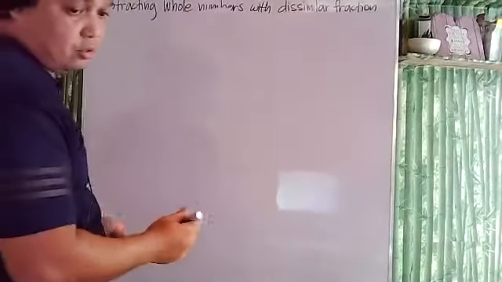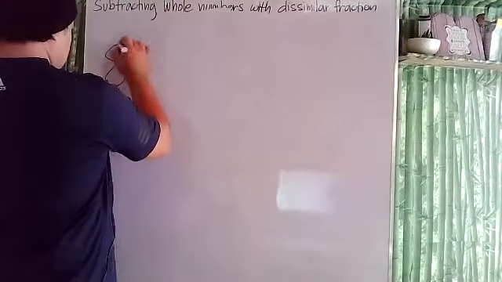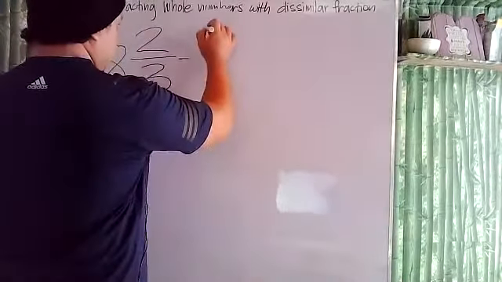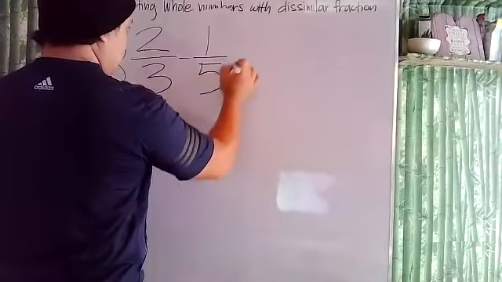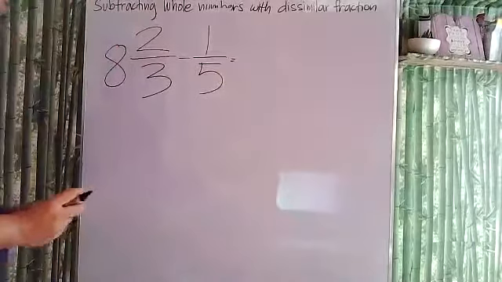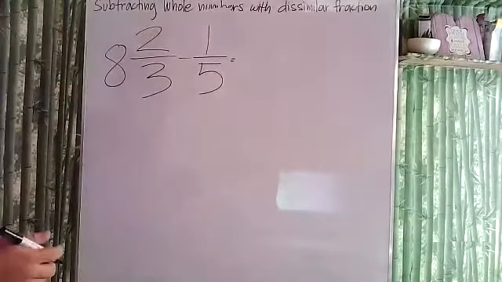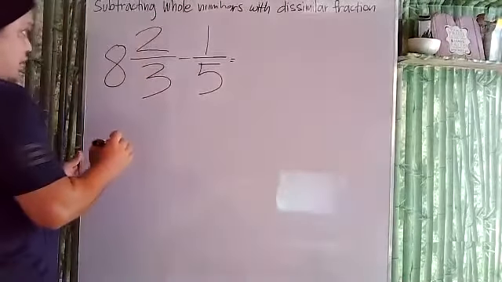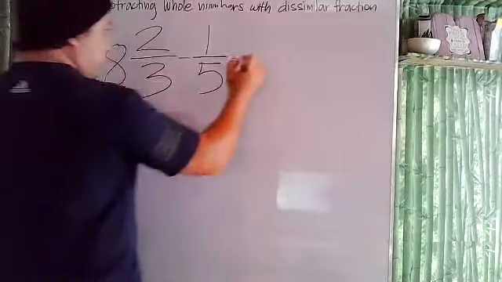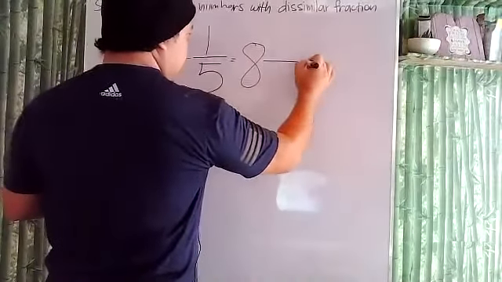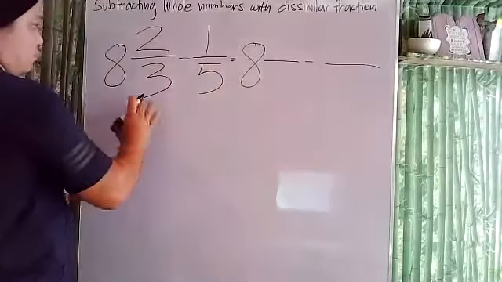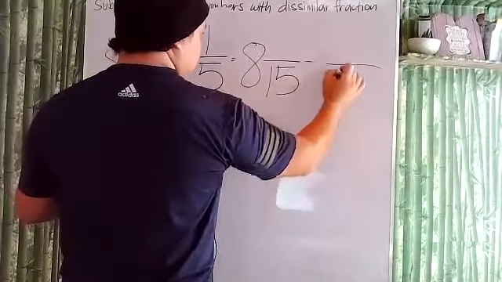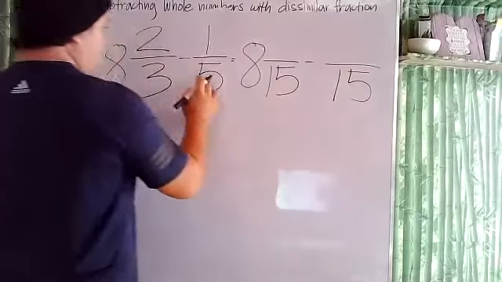Let's have 8 2/3 minus 1/5. Okay. So let's subtract. First, change the dissimilar fractions into similar by looking at their LCD. So let's have 8 here for the whole number. For their LCD, that's 15. That's the lowest number that you can give that can divide both of them.